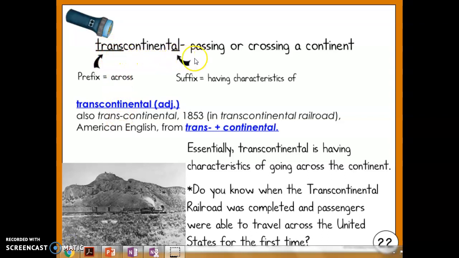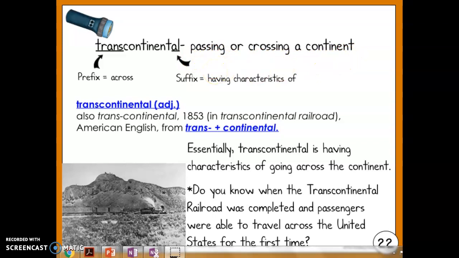And here's one more, transcontinental. This word means passing or crossing a continent. The prefix in this case, trans, means across. The suffix al means having characteristics of something. And of course, the base word is continent. So now we can think about how trans means across the continent and having the characteristic of being able to go across the continent. So essentially, transcontinental is having characteristics of going across the continent.